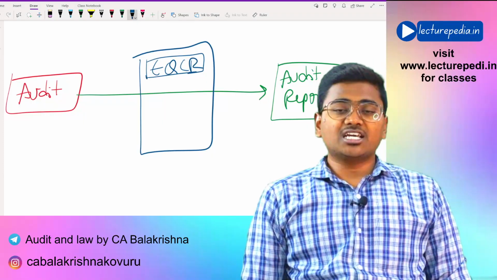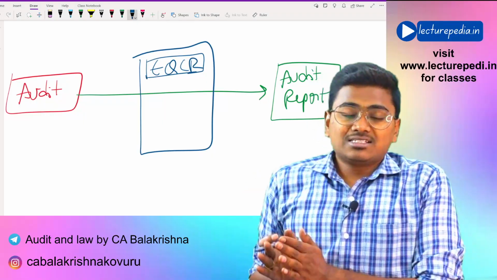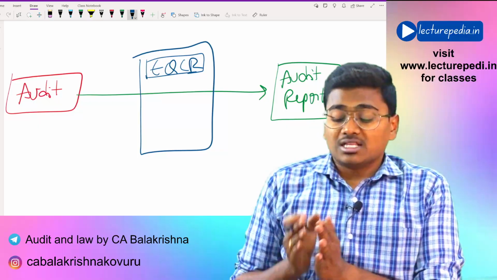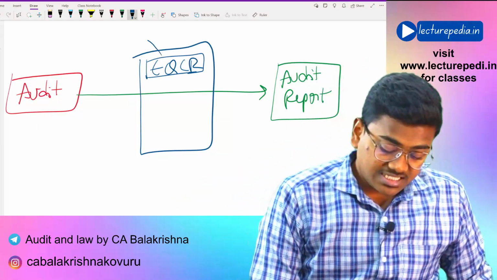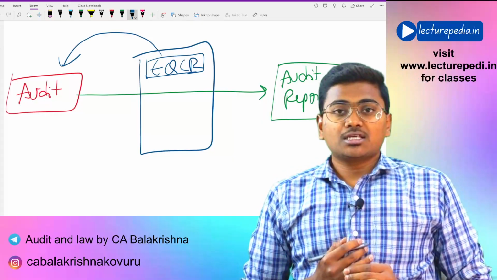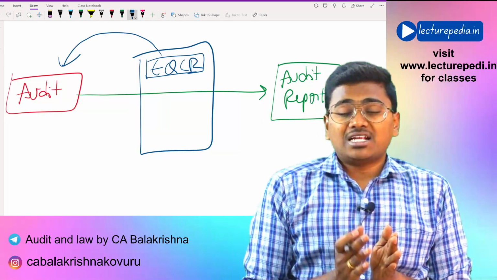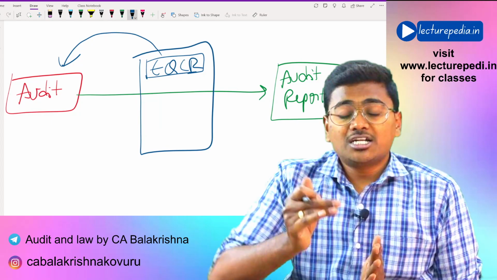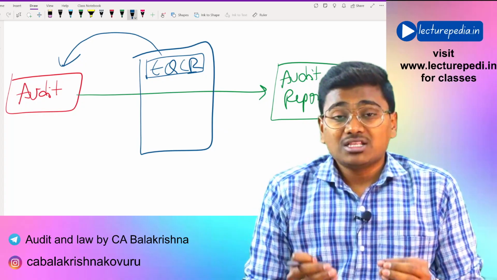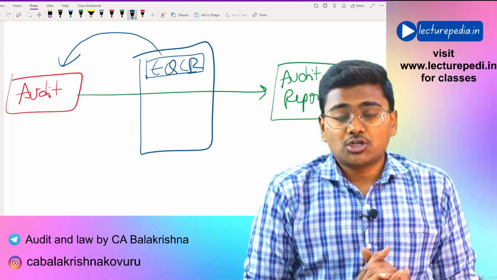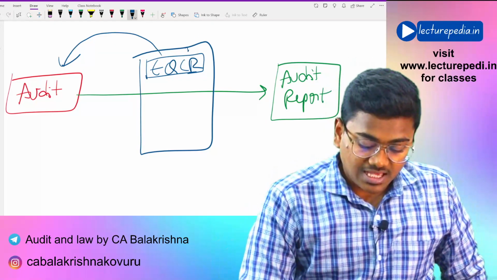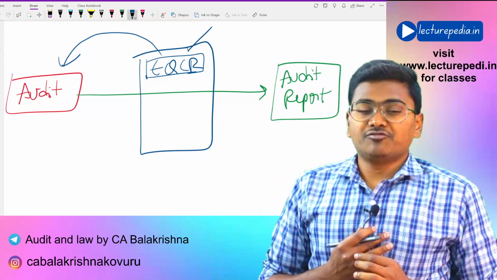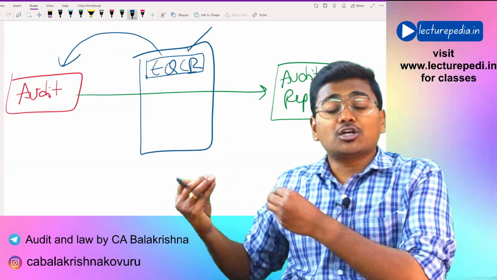Basically, what is this engagement quality control review? Under this review, the engagement quality control reviewer will review the decisions that have been taken by the audit staff, the financial statements that have been audited by the audit staff, the audit report that has been issued by the auditor, and the judgments that have been taken by the audit staff during the audit. All this will be reviewed by the engagement quality control reviewer.